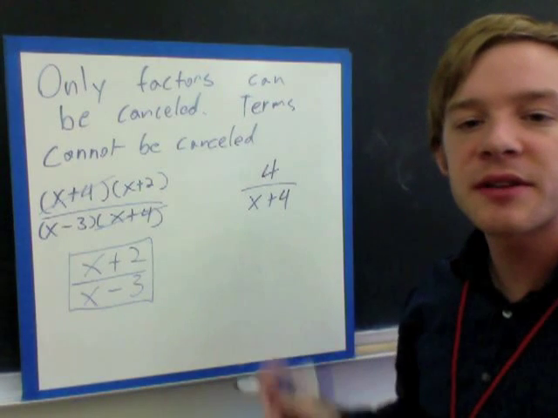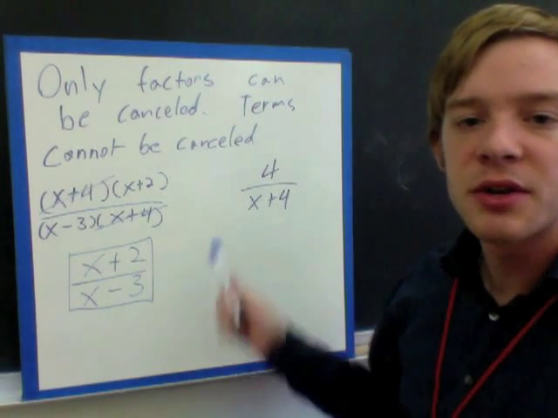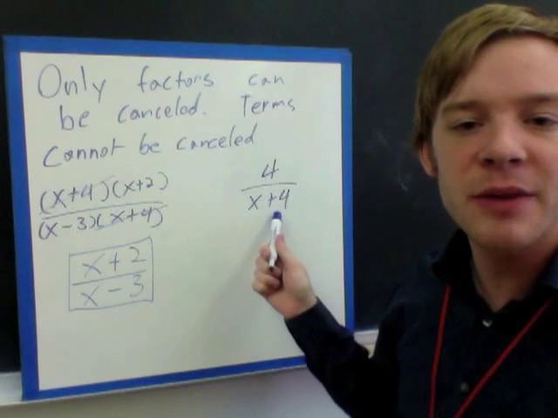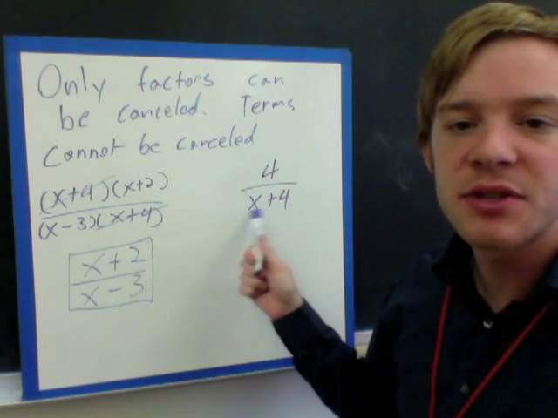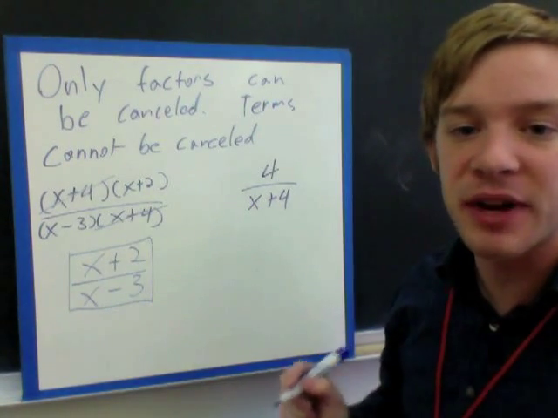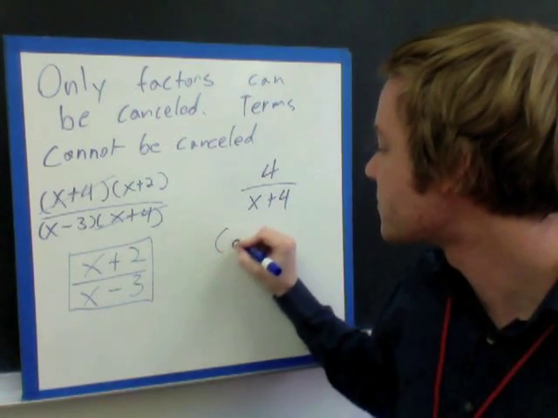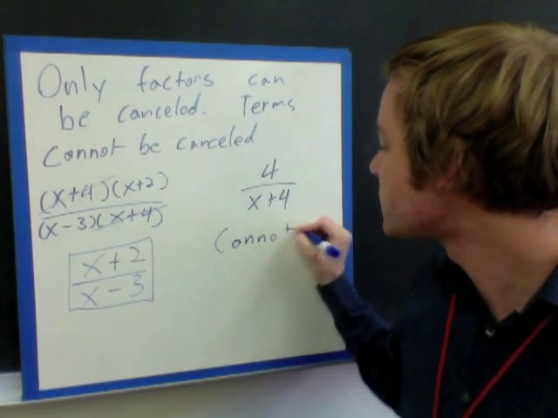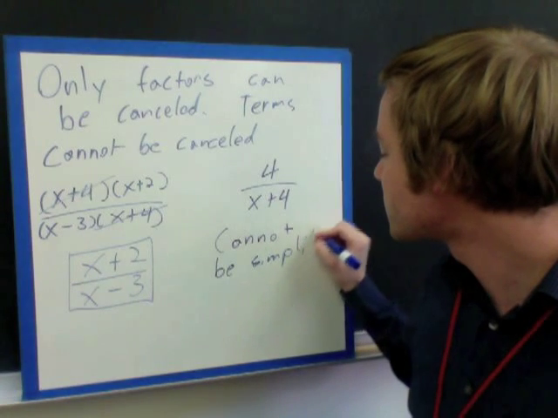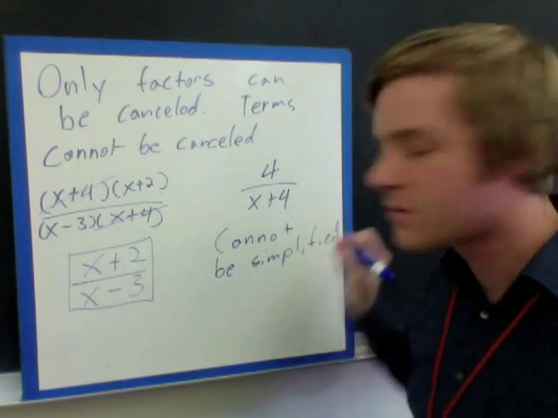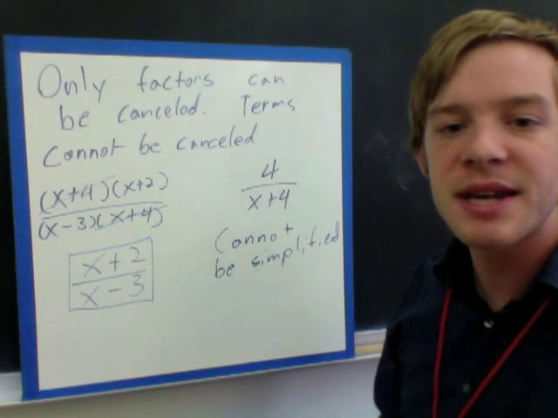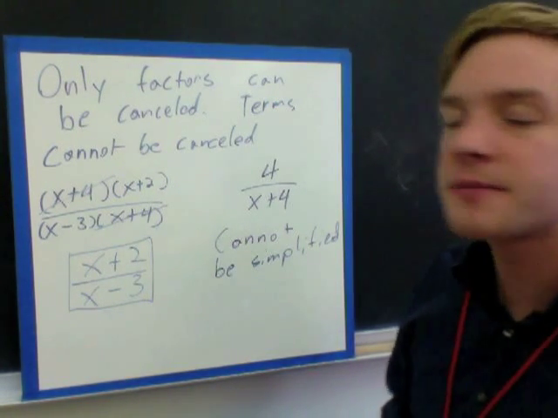Over here, looking at this example right here, notice we have the 4 on top, we have a 4 on bottom, but since this 4 on bottom is added to the x, these two are terms, these are not factors, so this cannot be simplified. This is already in its simplest form right here. Let's go ahead and take a look at what a problem is going to look like.